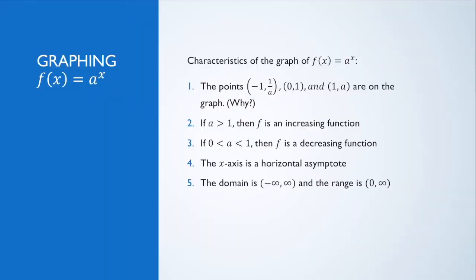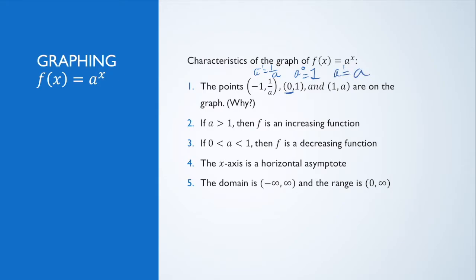Here are some characteristics of a graph of f of x. So the points (-1, 1 over a), (0, 1), and (1, a) are always on our graph. Friendly reminder that a to the -1 is 1 over a, and a to the 0, because that's our x power, would just give us 1, because any constant greater than 0 to the 0 power is 1, and a to the first power is just itself.